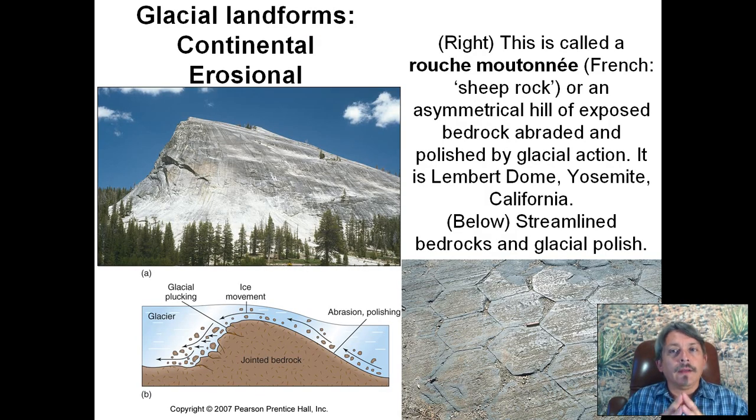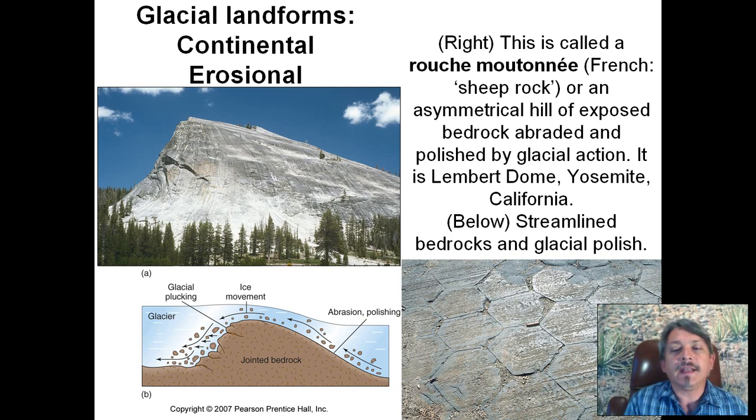We have a feature here called a sheep rock. In French, it's roche moutonnée, or an asymmetrical hill of exposed bedrock, abraded and polished by the action of glaciers and all of the moraine that they were carrying. It's called the Lembert Dome in Yosemite, California.